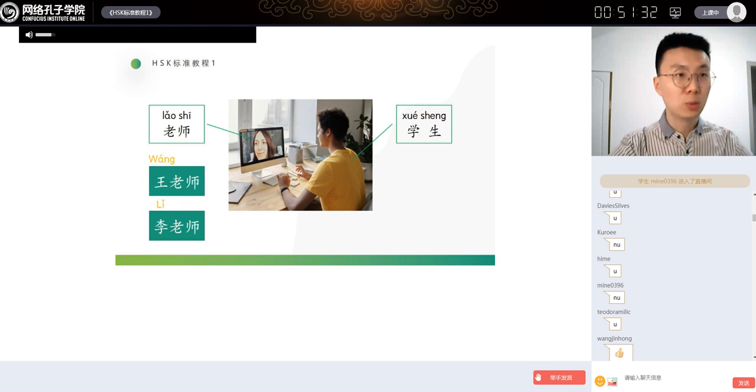To call the teacher, we can use the teacher's surname, then use 老师 after his surname. For example, like 王老师, or 李老师. Very good. 您是我的老师. It's a good sentence.